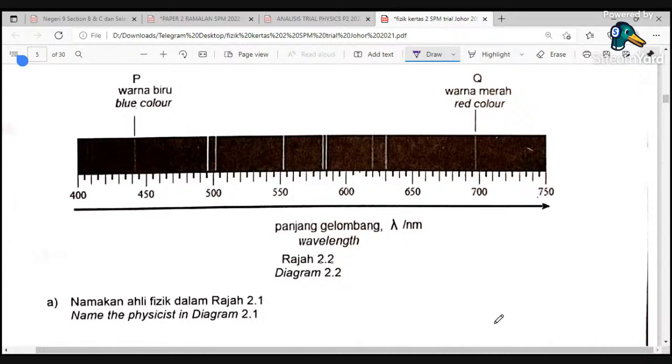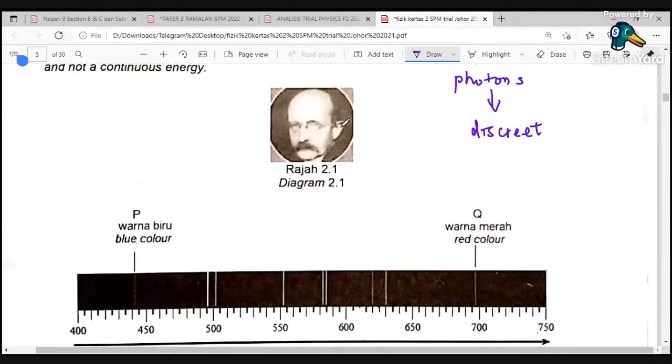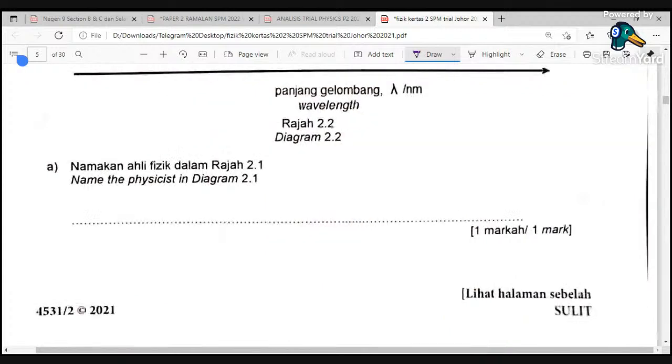Okay. Name the physicist in diagram 2.1. Oh, they want you to memorize the face of the person. But I think the clue is already given here. It's about the concept of quantum, a discrete energy packet and not continuous. So this person is Max Planck. You can read about his history. If it is a person's name, the spelling must be correct. If the spelling is wrong, it is counted as wrong.